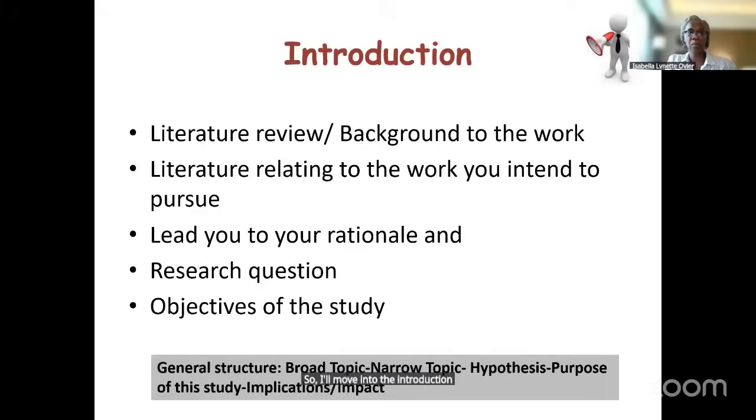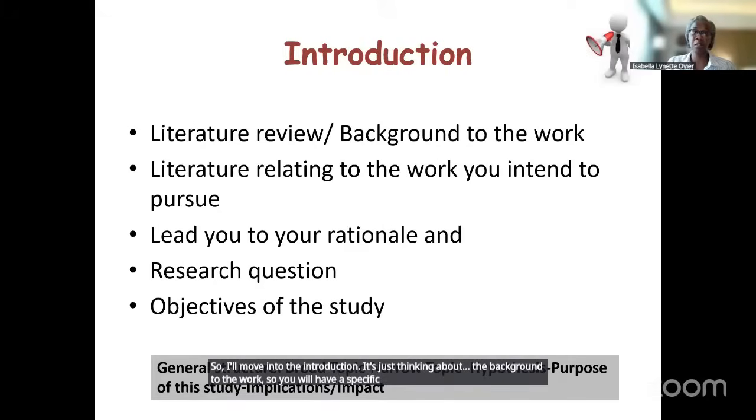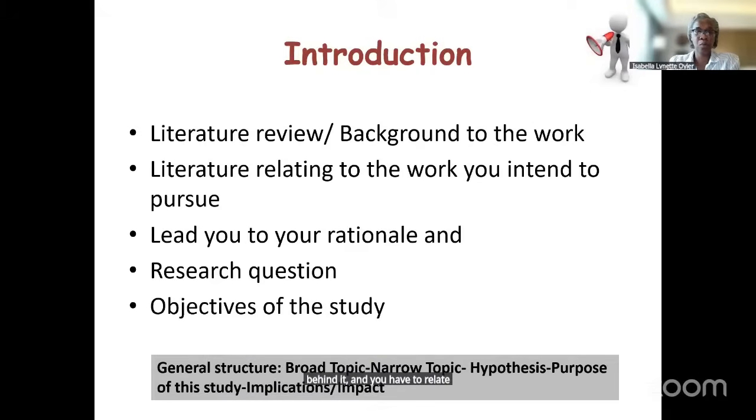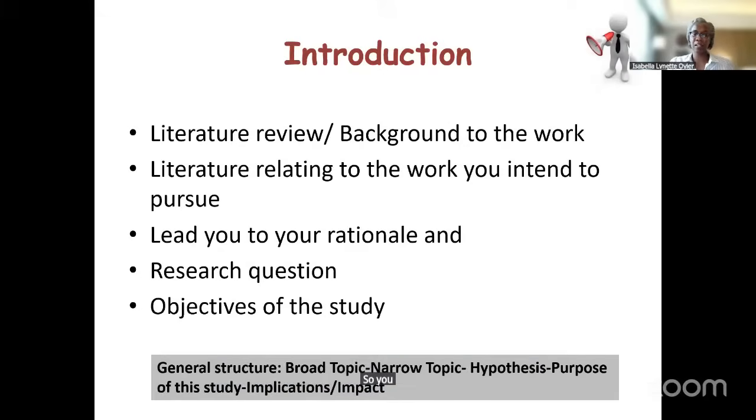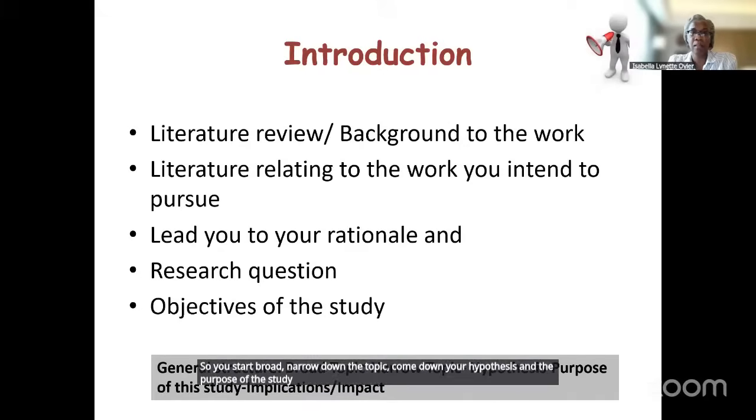So I'll move then to the introduction. It's just thinking about the background to the work. So you will have a specific question in mind and you need to put the literature behind it. And you have to relate that literature to your work and how it leads to your rationale, the research question, and objectives of the study. So you start broad, narrow down the topic, come down to your hypothesis and the purpose of the study, and then think about the impact.